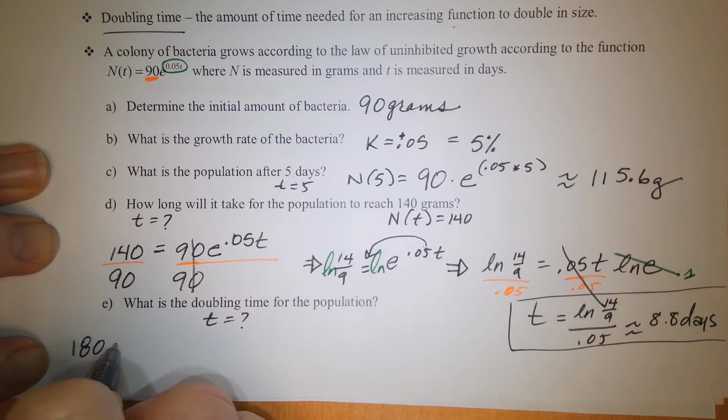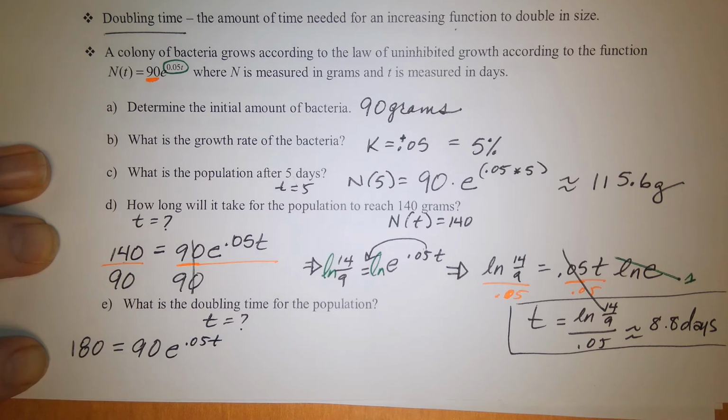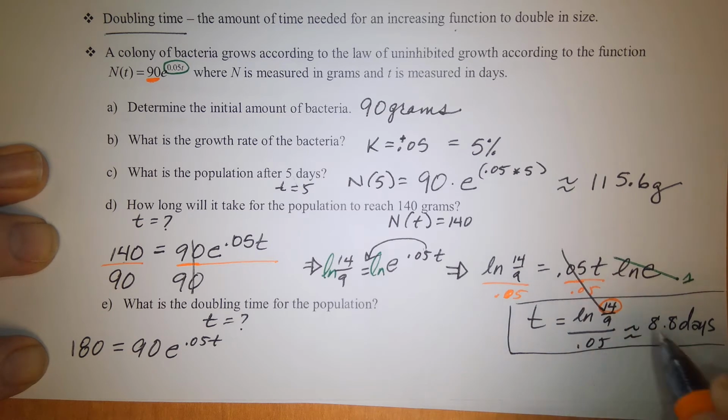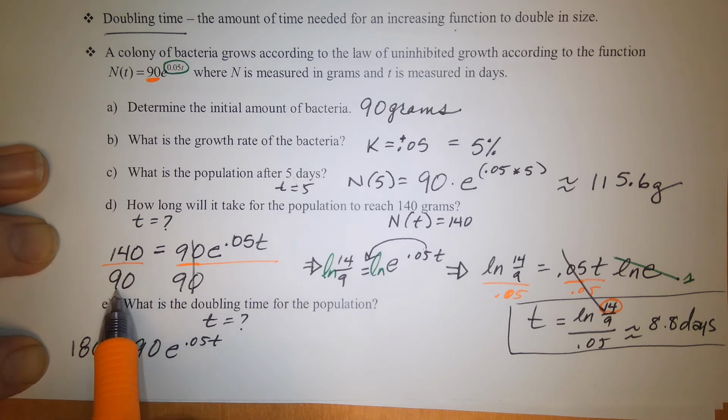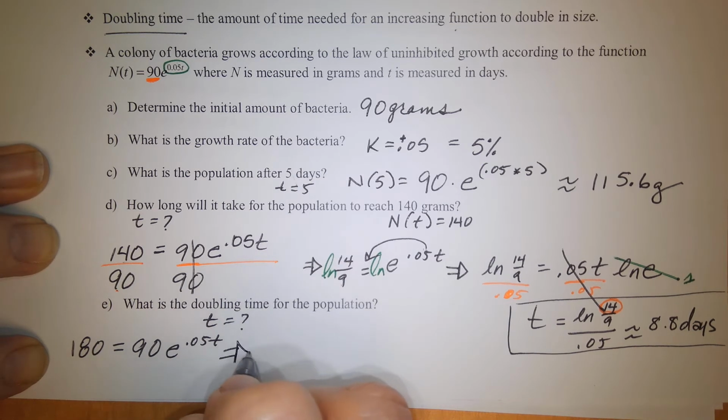So I want 180 grams equal to 90 e to the 0.05t power, and I need to solve for t. Well, I could do all of this math all over again. But a shortcut would be, if I've already done all the math and solved for t, and I know t is equal to this, all I have to change is the number on top. Remember, here we simplified 140 over 90 into 14 over 9. So couldn't I just put 18 over 9 here and solve the same way?